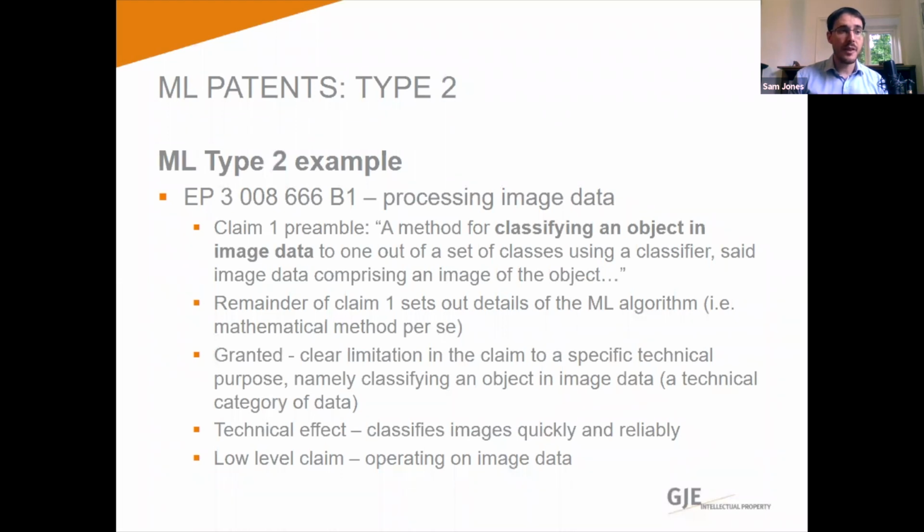But if that had not been restricted to image data, and it just said a method of classifying an object in data or something equivalent, the EPO would very likely have refused that application for lacking technical character. So you can really see there the need to explicitly limit your claim to something that the EPO can clearly recognize as technical.